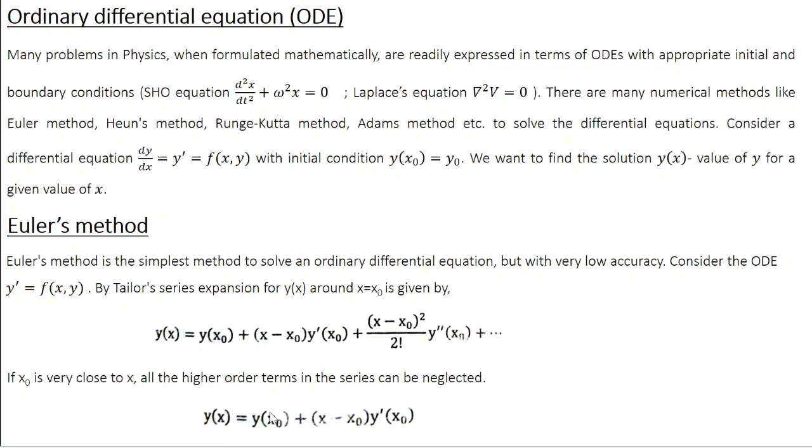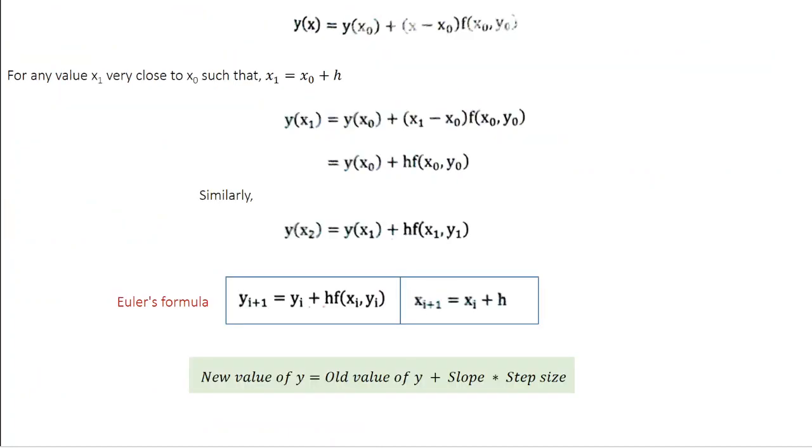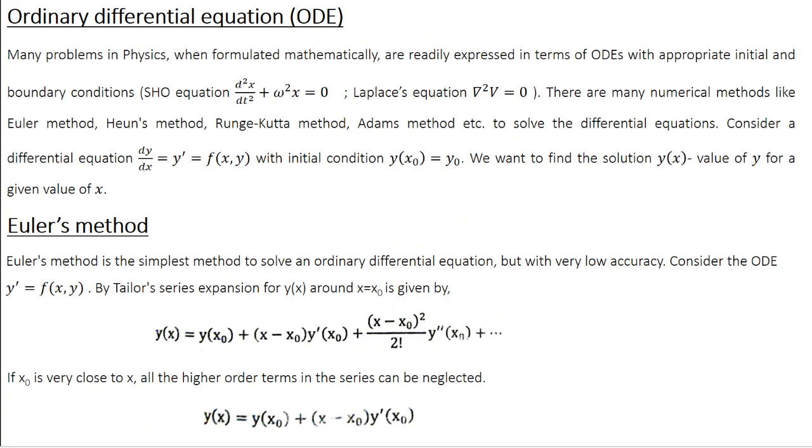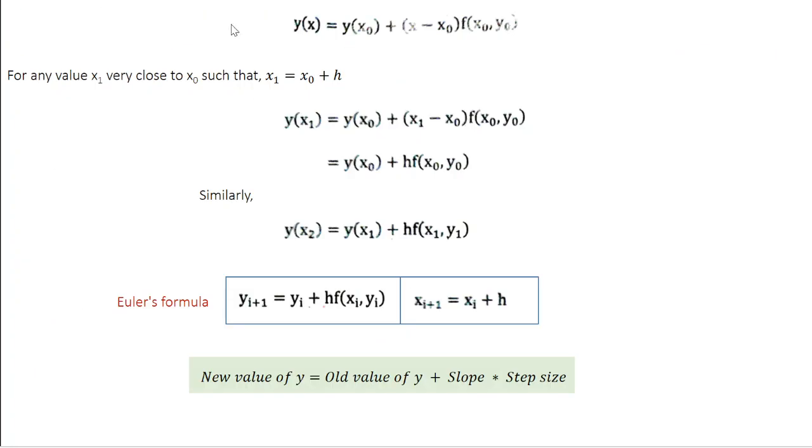So you write y of x equal to y of x naught plus x minus x naught into y prime of x naught. And y prime of x naught is nothing but f of x naught, y naught, right? So you can write y of x equal to y of x naught plus x minus x naught into f of x naught, y naught. So this is for any general x. Now let's choose a specific value for x. Let me call it x1, and x1 is very close to x naught, and the difference between x1 and x naught is the increment h, where h is very, very small. So I write x1 equal to x naught plus h.